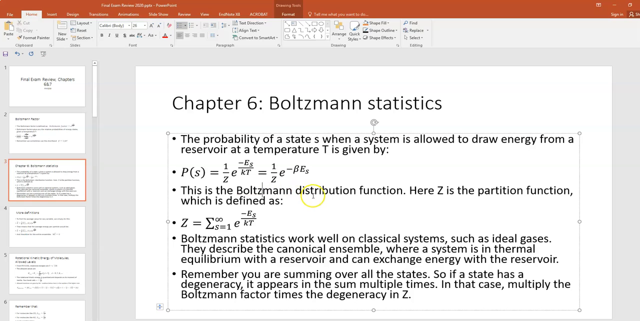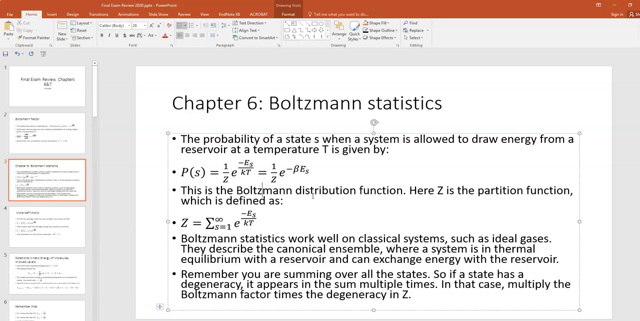Sorry about that typo. There you go. This is the Boltzmann distribution function. And here Z is known as the partition function. So you find your partition function by summing over all the possible states for their Boltzmann factors, e to the minus Es over kT. Now, Boltzmann statistics, they work for classical systems like ideal gases. And this is what we call the canonical ensemble.